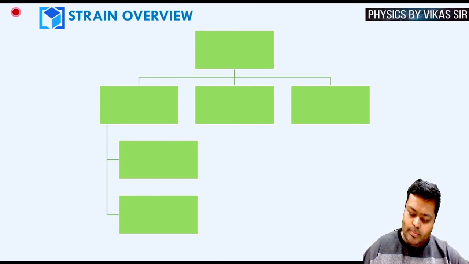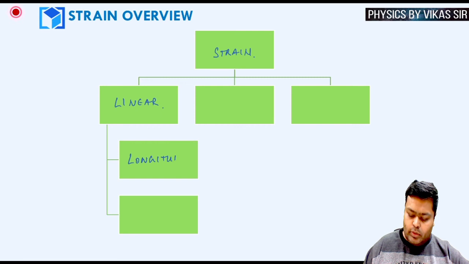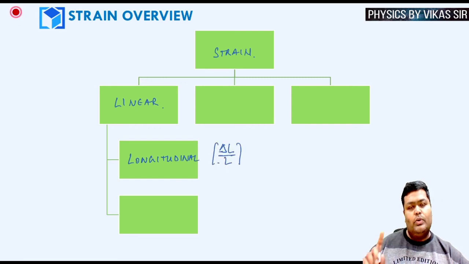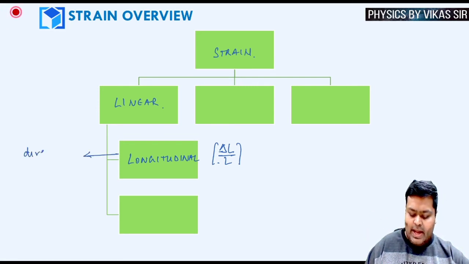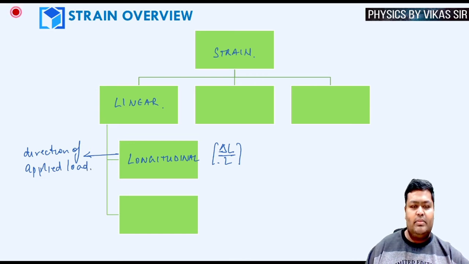So we discussed about the mechanical strain, which is of three varieties. First of all, a linear strain, which is further divided into two categories: a longitudinal strain, for which we checked the expression as delta L upon L, and this was measured in the direction of the applied load. And then we talked about the second kind of the linear strain. Do you remember linear strain is a 1D strain? So it was lateral strain.